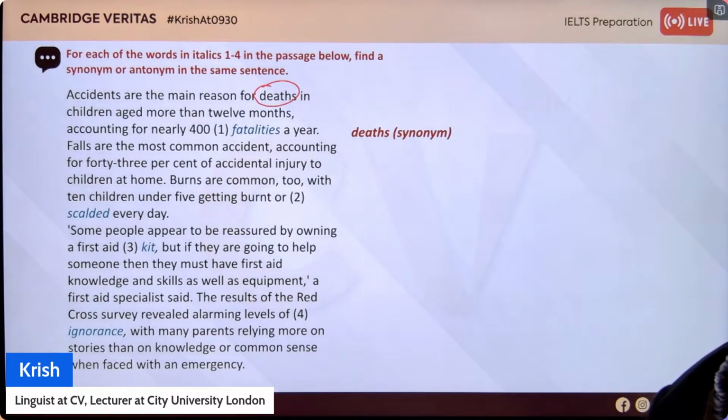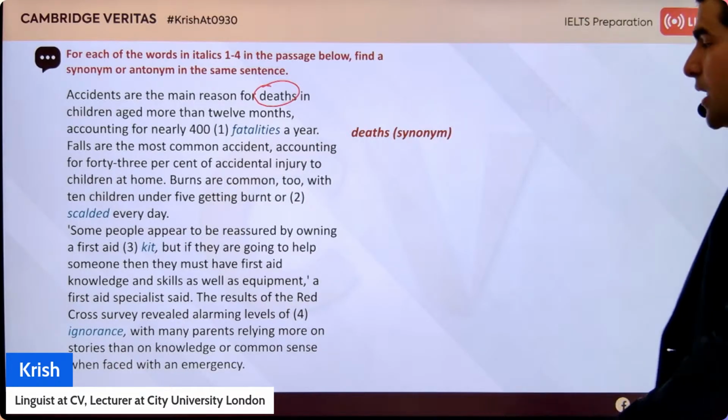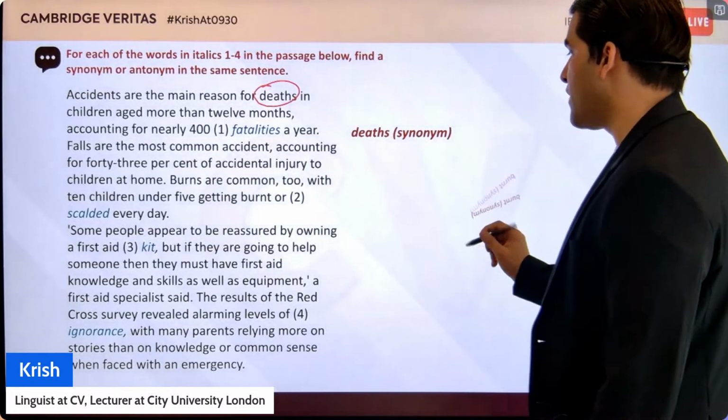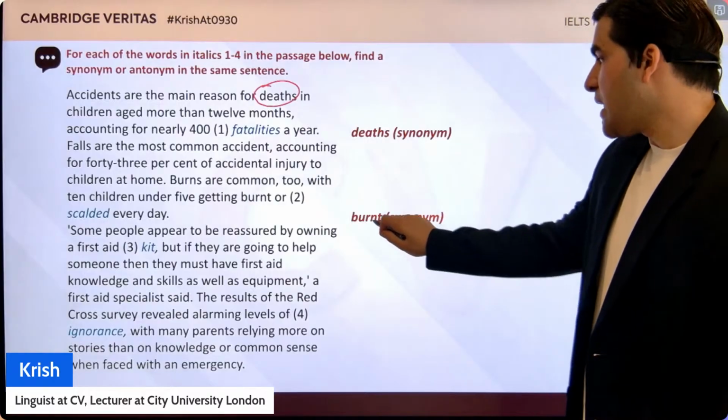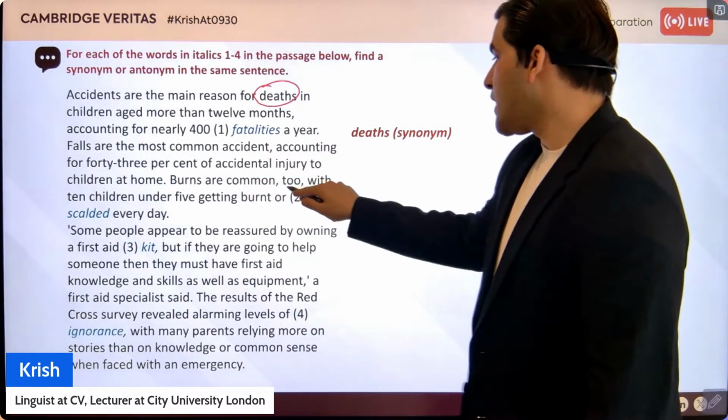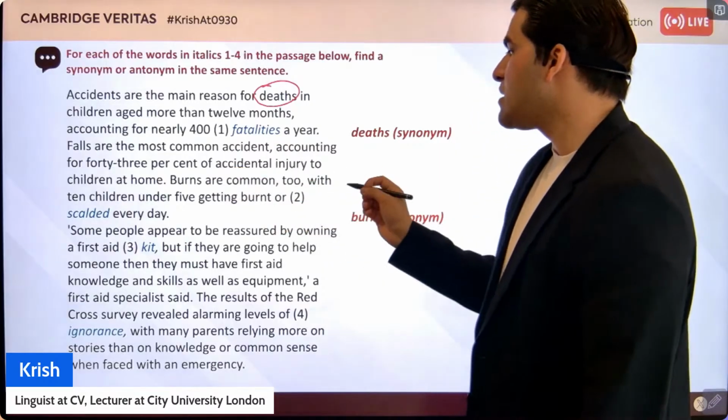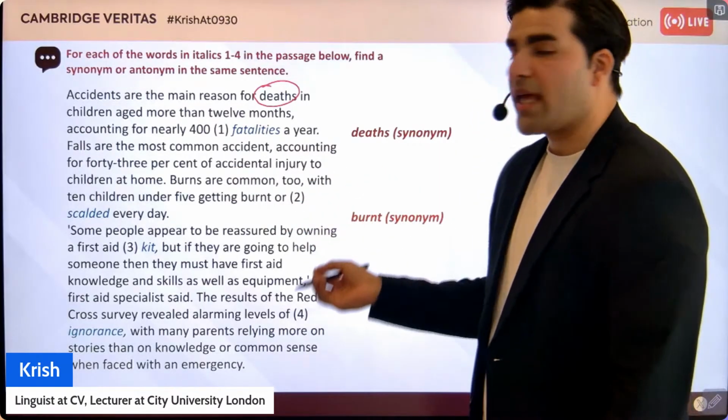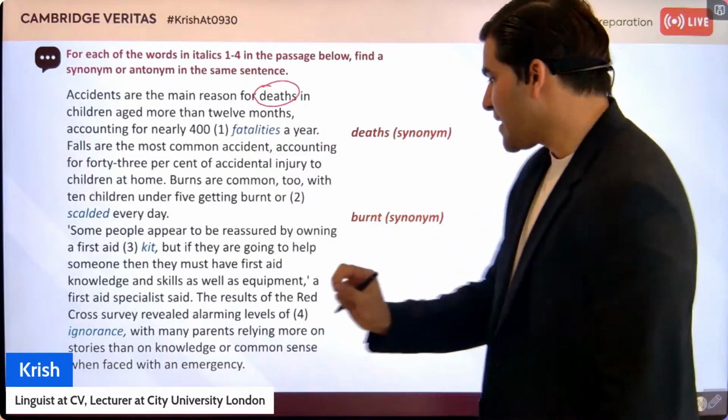Okay, people are already giving answers. Thank you. So for scalded, it is burnt. Very good. For scalded, it is burnt. Burns are common too, with 10 children under 5 getting burnt or scalded every day. Cool. Okay, that's number 1.